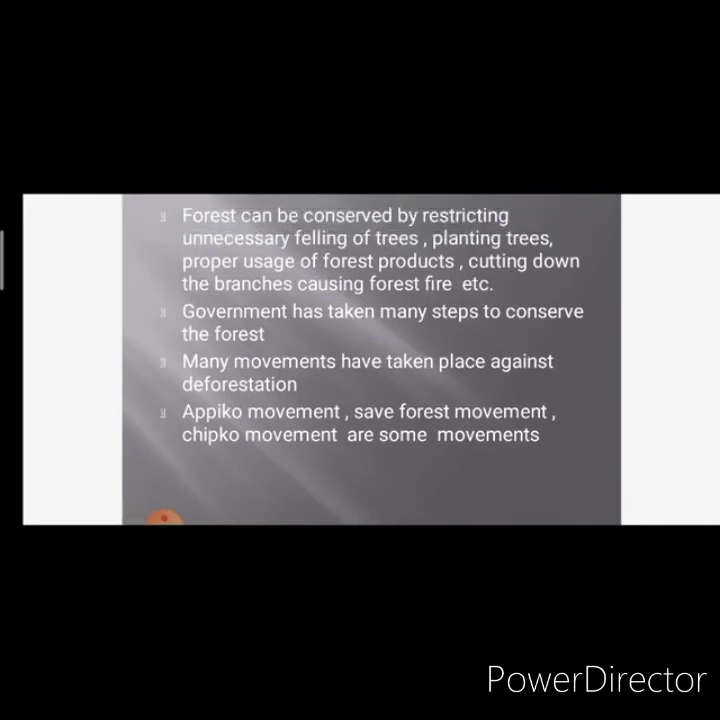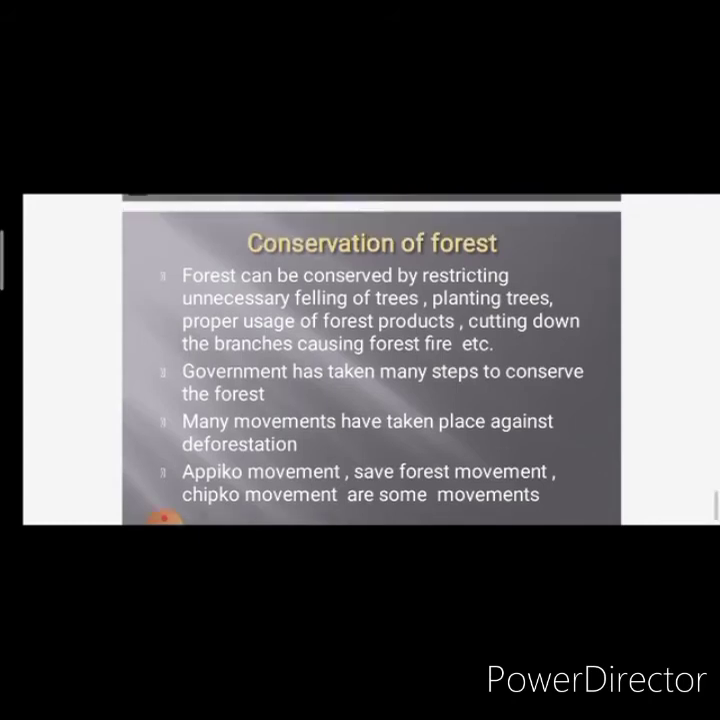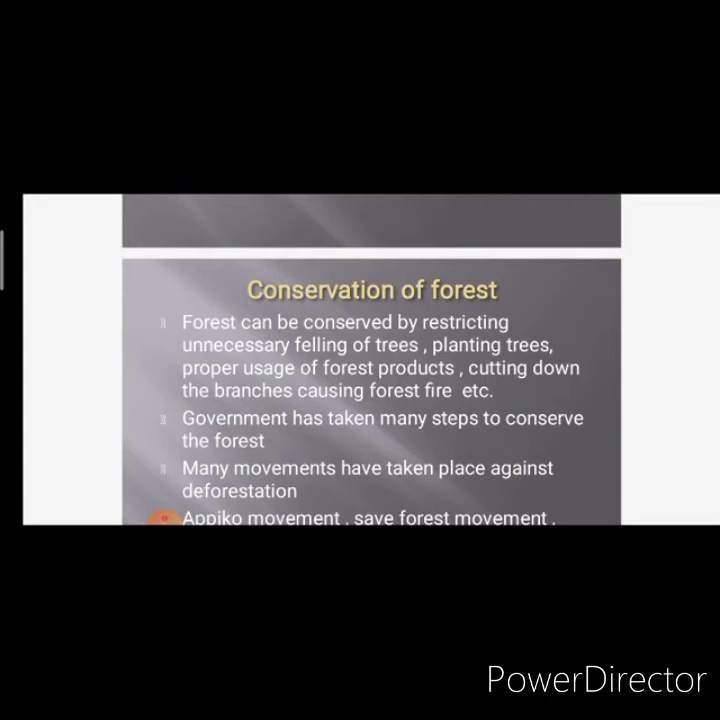Then many movements have taken place against deforestation. There is Appiko movement, Save Forest movement, Chipko movement, which we studied in our previous lesson, where Sundarlal Bahuguna was the leader of Chipko movement, which talked about hugging trees and preventing them from being cut.